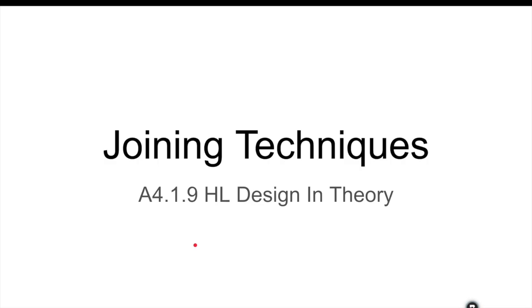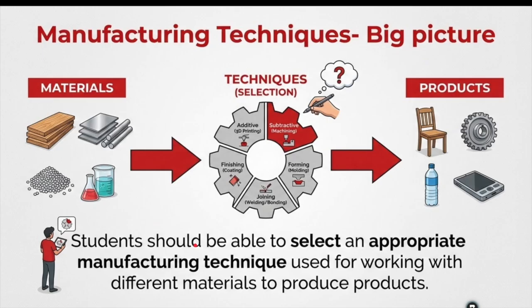Hi, this is a recorded lecture for the IB/DP Design Technology Topic A4.1.9. This is HL Content and Design in Theory. You need to be able to select an appropriate manufacturing technique used for working with different materials to produce products.